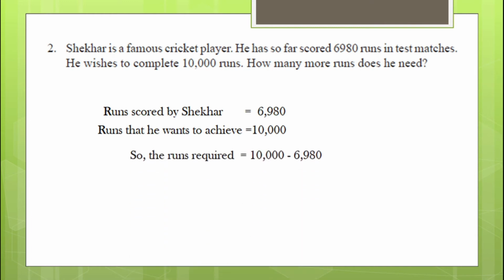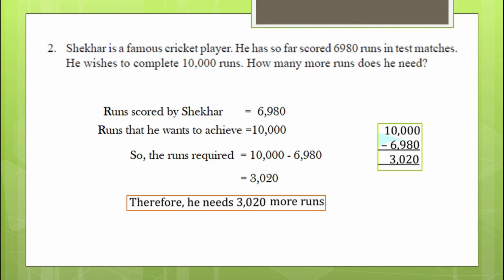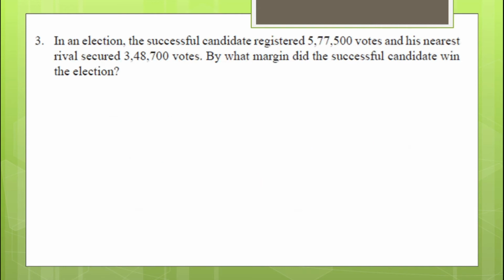So the runs required is equal to 10,000 minus 6,980. Then do the calculation accordingly. We will get 3,020. So he needs 3,020 more runs to complete 10,000 runs.